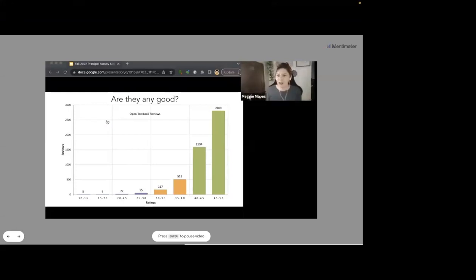Just like any book, whether it's published through the traditional publishing model or an open model, it's going to depend. And we rely on your expertise as a faculty member to decide whether or not a book is going to be good or work for you. Of course, there's no universal rule. A great thing about what this chart shows you is the reviews that have been done in the library. You can see that there's an overwhelming amount of reviews that give those books between a 4 and 5 star rating.